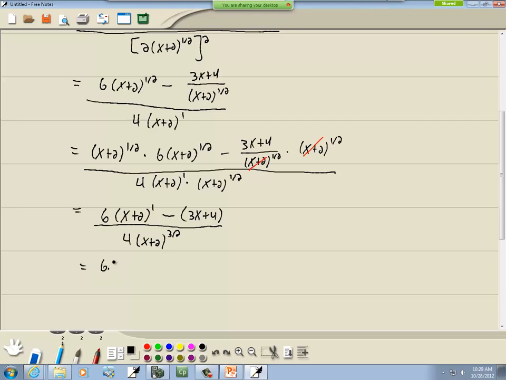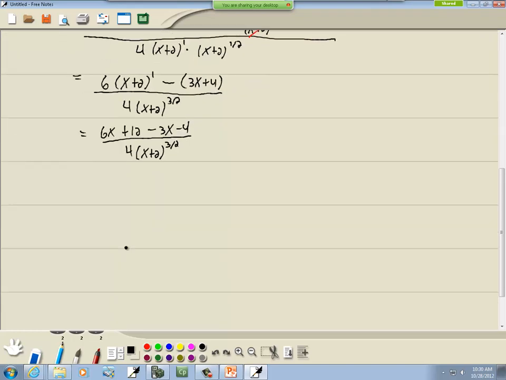So that gives us 6x plus 12 minus 3x minus 4. Negative out in front of your parentheses flips the sign of everything inside. So we've got 4 times (x plus 2) to the 3/2. Well, 6x minus 3x gives us 3x. 12 minus 4 is 8 over this right here. And that's our second derivative.